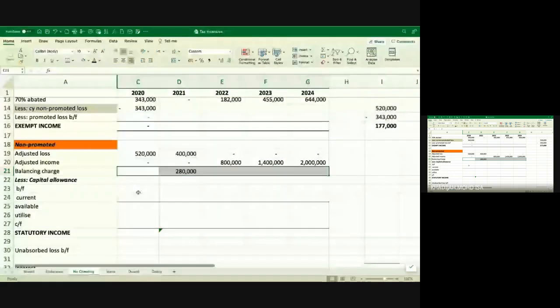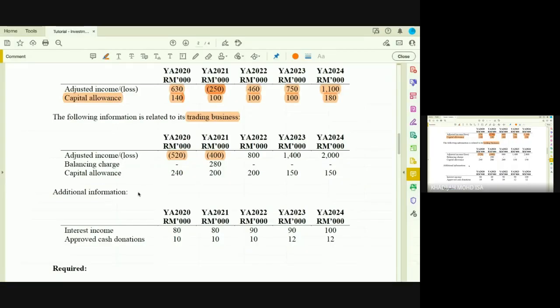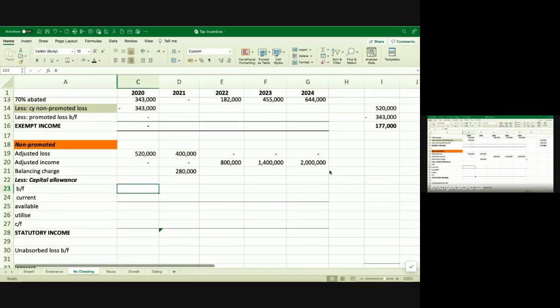What about your capital allowance? Remember, you are given capital allowance for the current year. So plug in 240, 200, 200, 150, 150 into your current capital allowance. So if you have the format there, then you can plug in the information. Once you have that information, then you can start with your brought forward figure. You don't have anything here. So how much is available? It is 240,000.